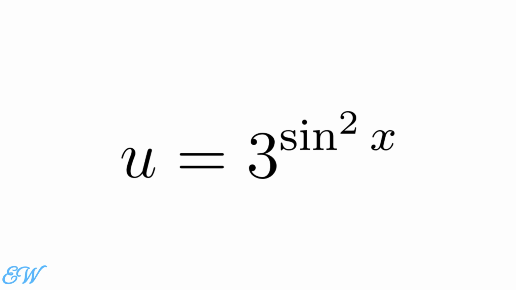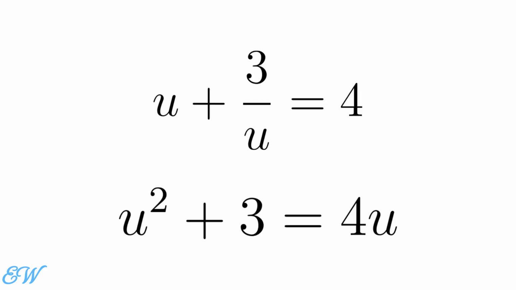So our old equation was a little bit cluttered up and it seems kind of hard to comprehend. So we can substitute a variable for 3 to the power sine squared of x. So let's use u for example. So u is equal to 3 to the power sine squared of x, and we will plug that into our old equation. Now, once we plug that in, our equation looks much cleaner. So u plus 3 over u is equal to 4.